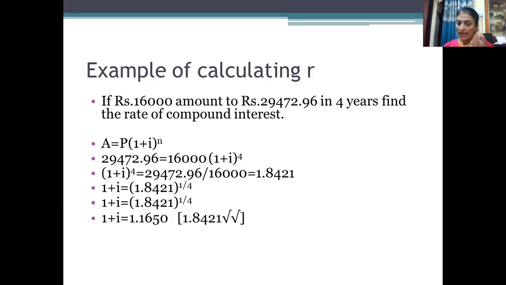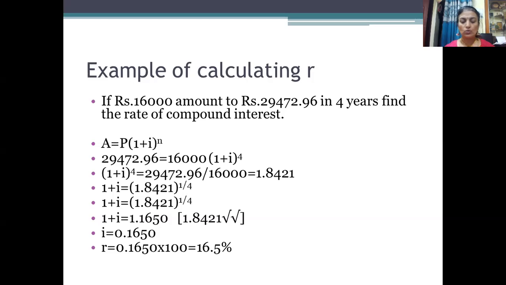Let us keep only I. Let us take this 1 to the other side and it becomes 1.1650 minus 1. So 1 and 1 are removed and 0.1650 is left out. It is the I, not R. So now R is equal to I into 100, that is 0.1650 into 100. So the answer R is 16.5%.